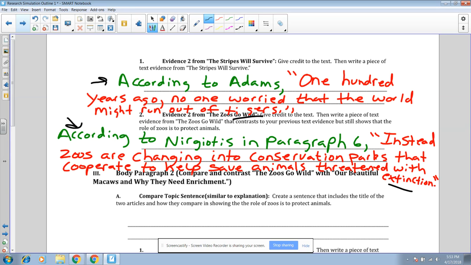Now notice, this is where we left off in class, and this is where you guys picked up. But this is the exact same format. The only thing that changes is now we're comparing article number 2 with article number 3.